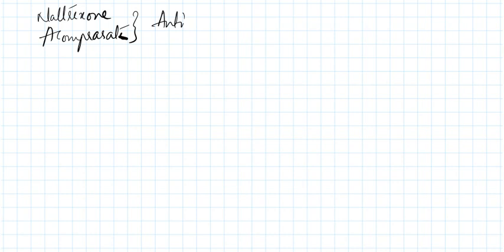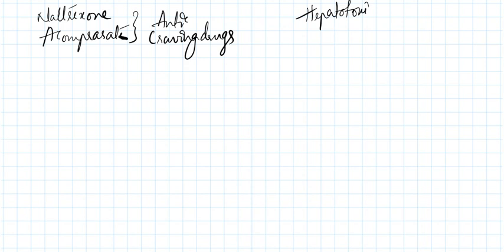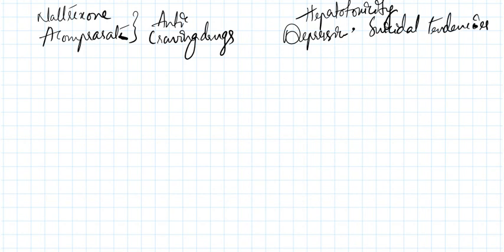Now, if you ask me some more drugs, that is naltrexone. See, naloxone is an IV drug of choice for opioid poisoning. Naltrexone and acamprosate, these two drugs are anti-craving drugs. Now, what are some of the side effects of this drug? It is hepatotoxicity. Sometimes these drugs can also lead to depression and suicidal tendencies. Patient may have suicidal tendencies.